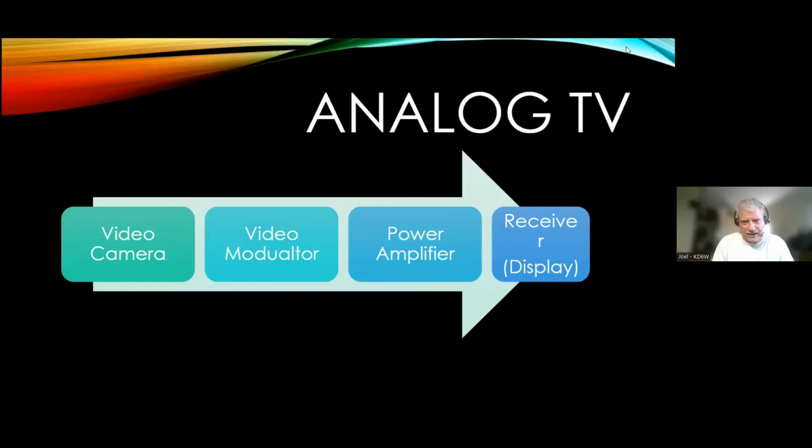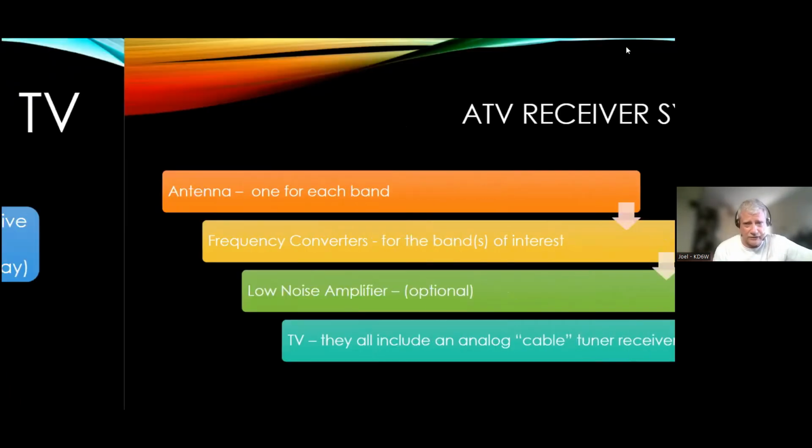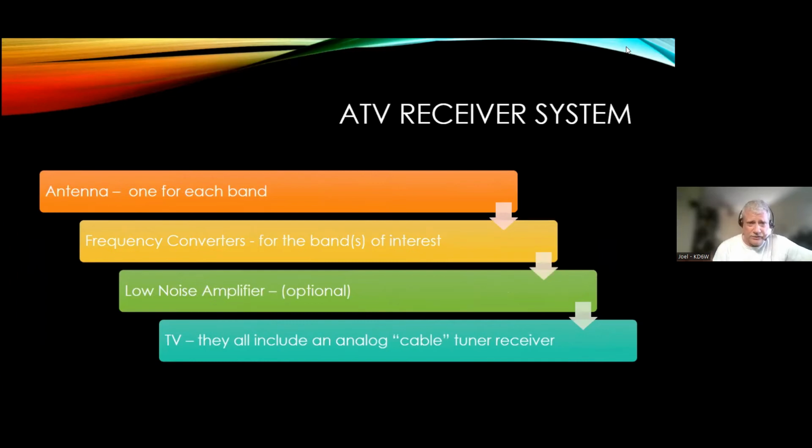So when you turned on analog TV, you had a video camera, you fed it to a modulator, you fed it into a power amplifier, and that's what fed the TV. Pretty straightforward. It's not rocket science. In an ATV receiver system, you have to have an antenna, one for each band. You might need a frequency converter, but there was usually a low noise amplifier to help pick up the gain. And then you fed it into a cable tuner receiver.